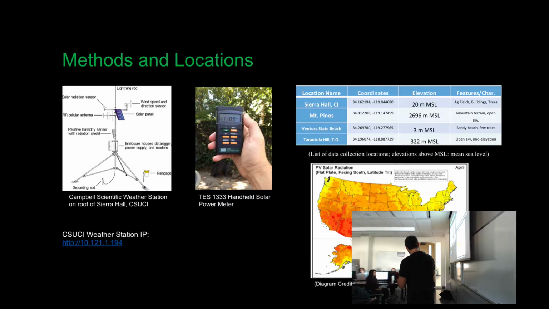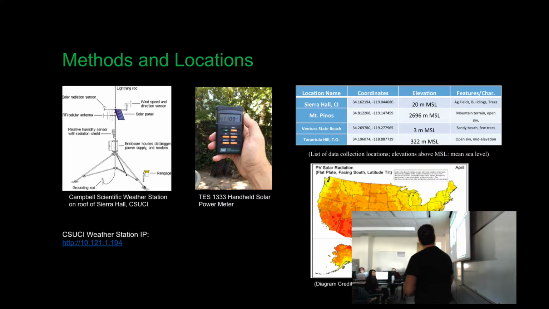This is the TES solar power meter. So it has a little pyranometer on the top here, and it's basically the same thing that the weather station has. And so I can take this wherever I need to go. And so I can measure the solar radiation in kilowatts per meter squared.